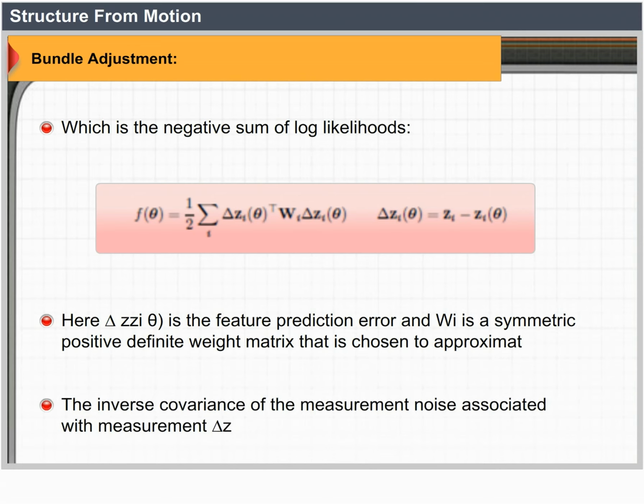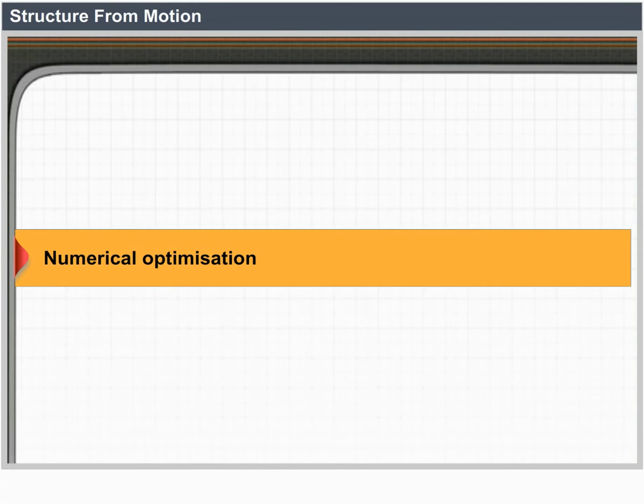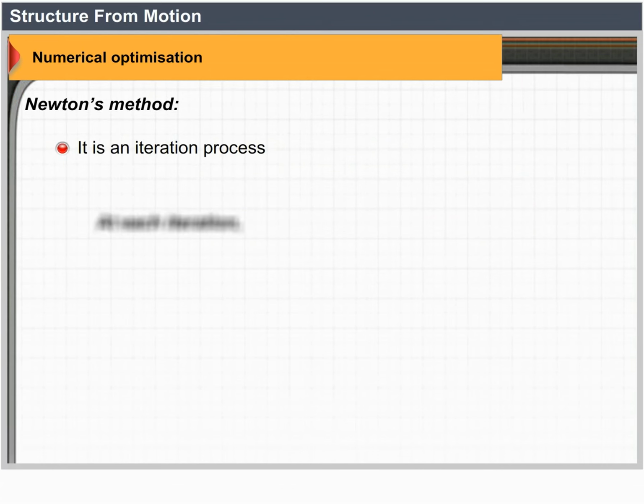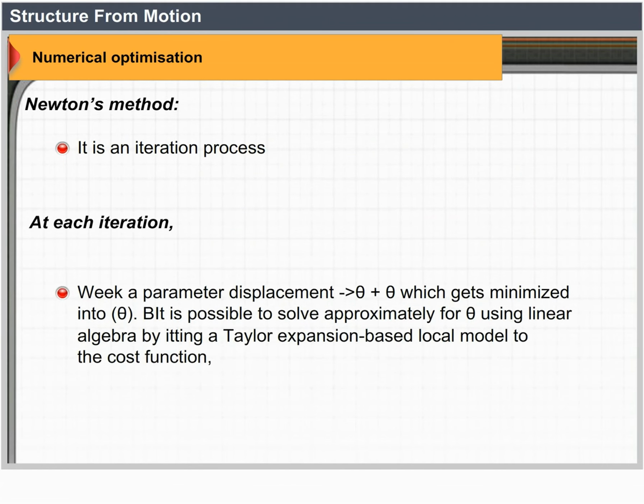Numerical optimization. Newton's method. It is an iterative process. At each iteration, we seek a parameter displacement theta tends to theta plus del theta that minimizes the function of theta. By fitting a Taylor expansion-based local model to the cost function, it is possible to solve approximately for del theta using linear algebraic equations as shown.